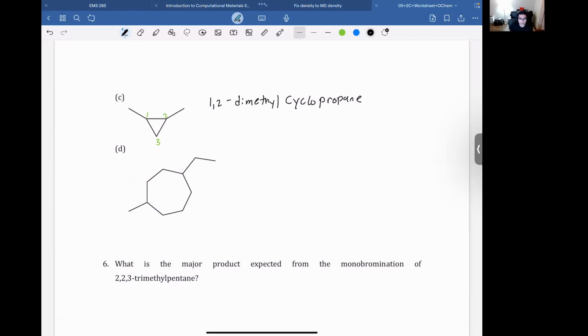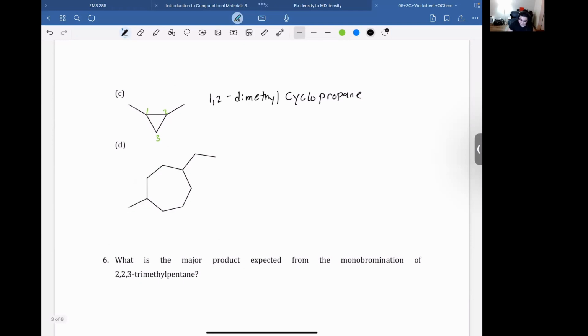Going on to D, it says we have 1-ethyl-4-methyl. Oops, sorry, reading the answer. So if we go ahead and label this, we have 1, 2, 3, 4, 5, 6, 7. Sorry, a 7-membered ring. Now, if I go that way, my methyl group is on the 5th position. If I go the other way, 2, 3, 4, 5, 6, 7, my methyl is on the 4th position, so this will minimize the number.